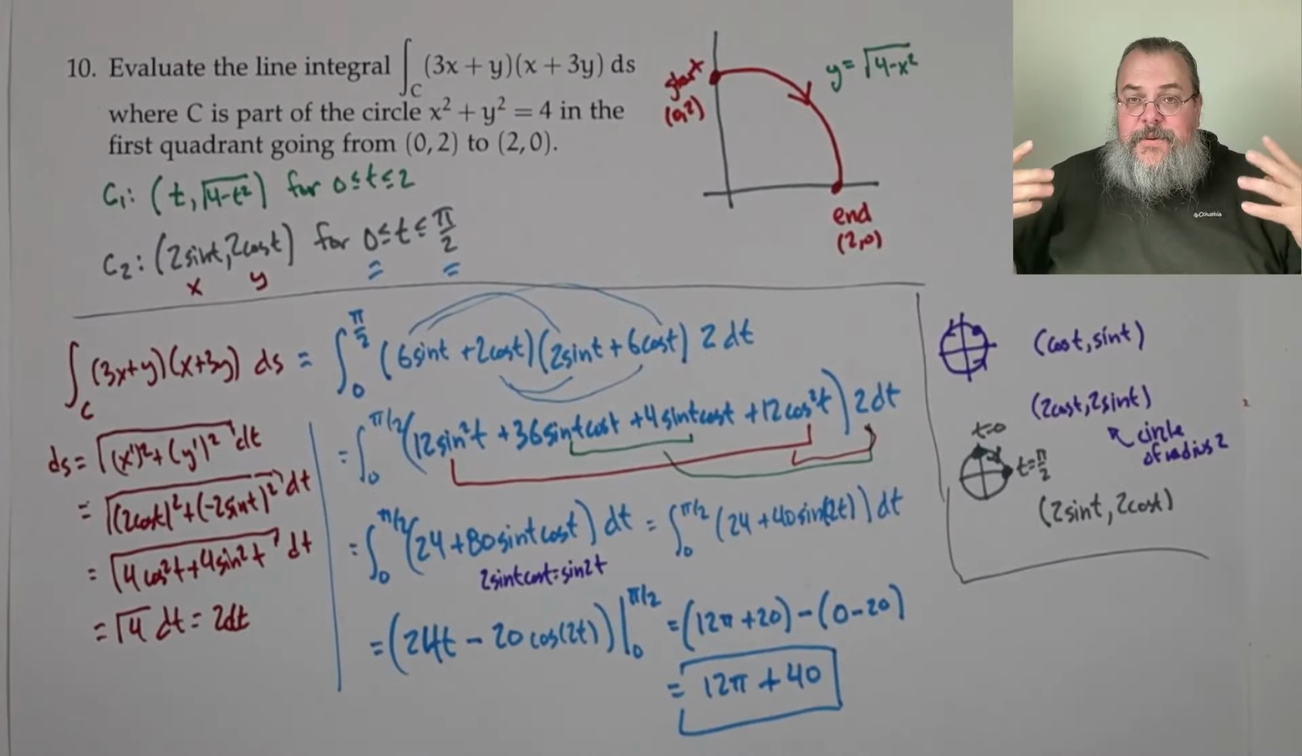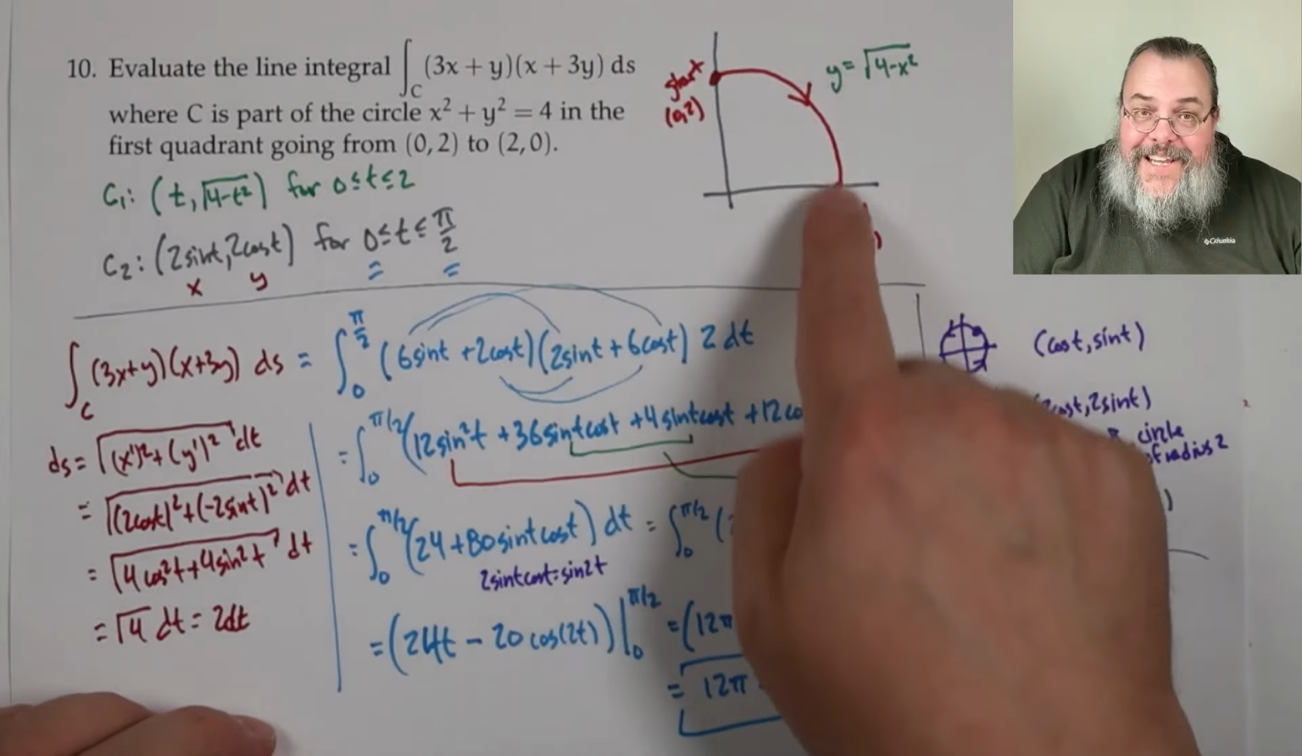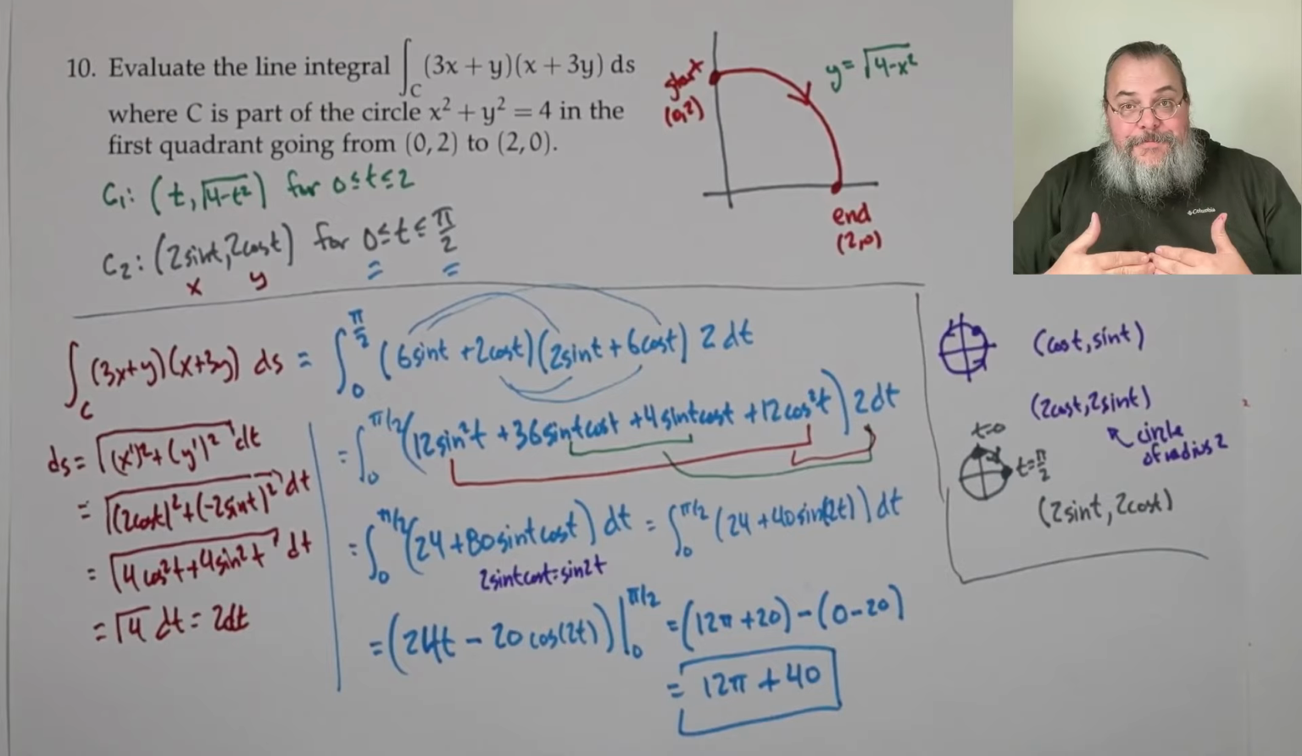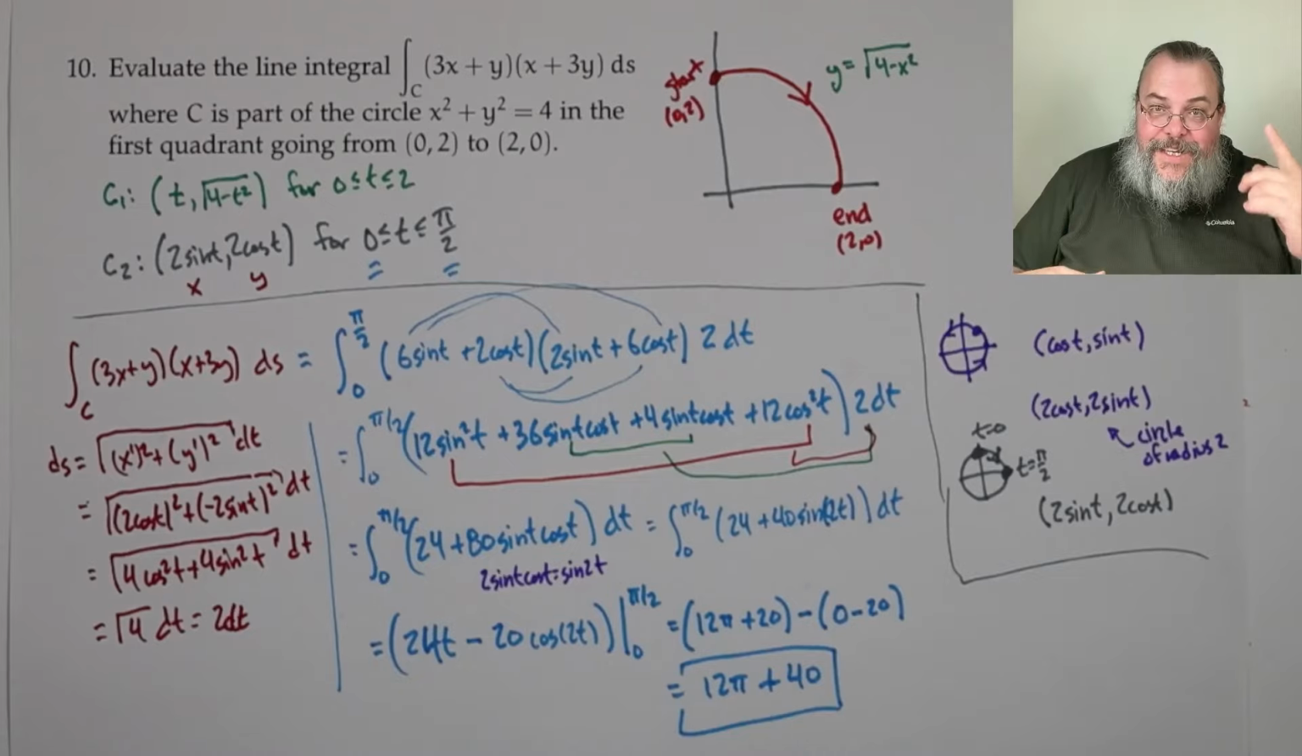Different curves can produce different results. Different parameterizations will produce the same result. However, the journey can be different.